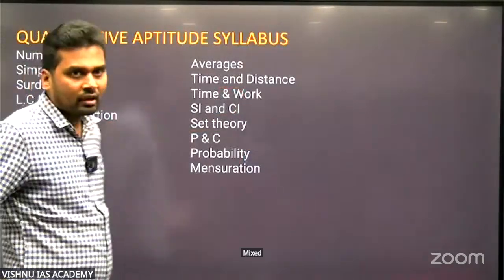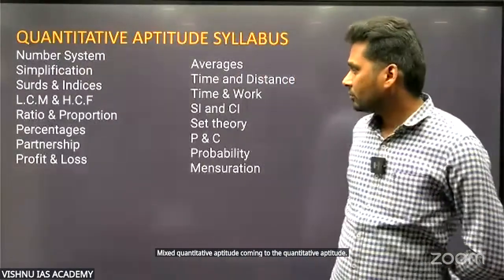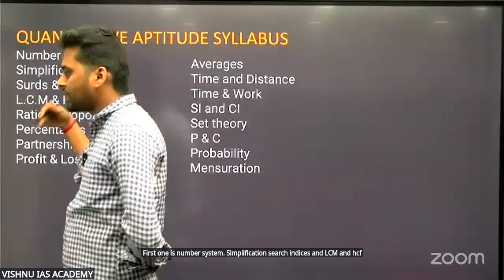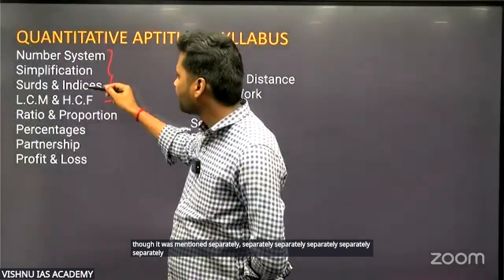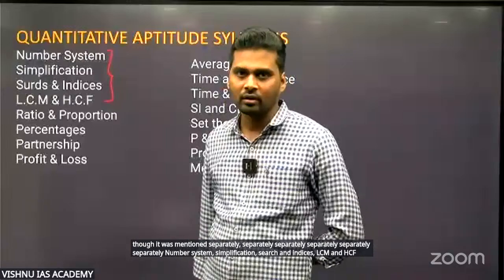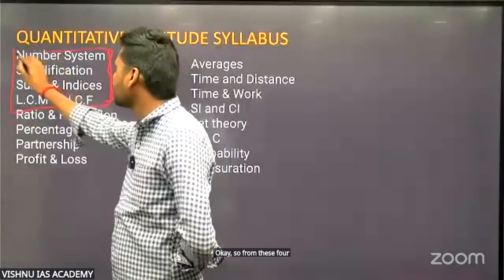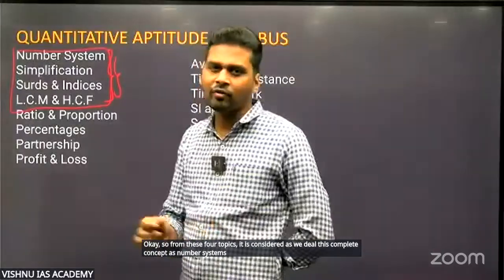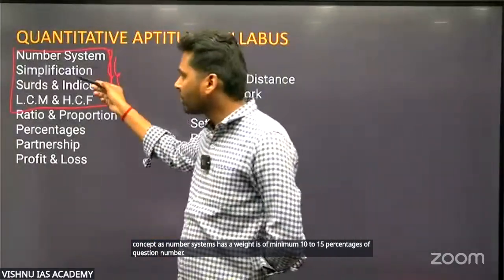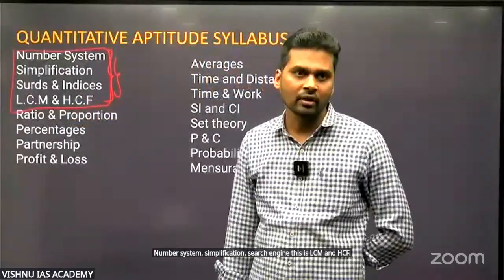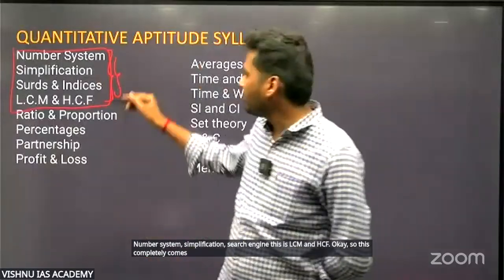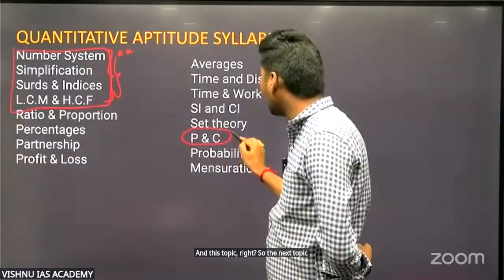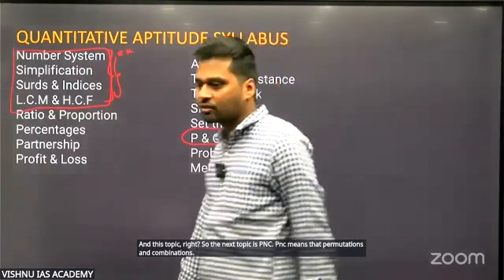Next, quantitative aptitude. First is number system, simplification, surds and indices, and LCM and HCF. Even though they are mentioned separately, these four topics come under one topic only. We deal with this complete concept as number systems, which has a weightage of minimum 10 to 15% of questions. So this is a very, very important topic. The next topic is PNC, permutations and combinations. These two are very, very important.